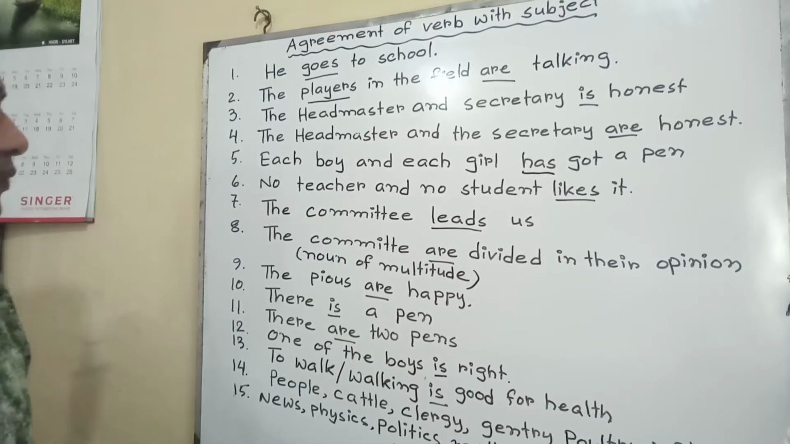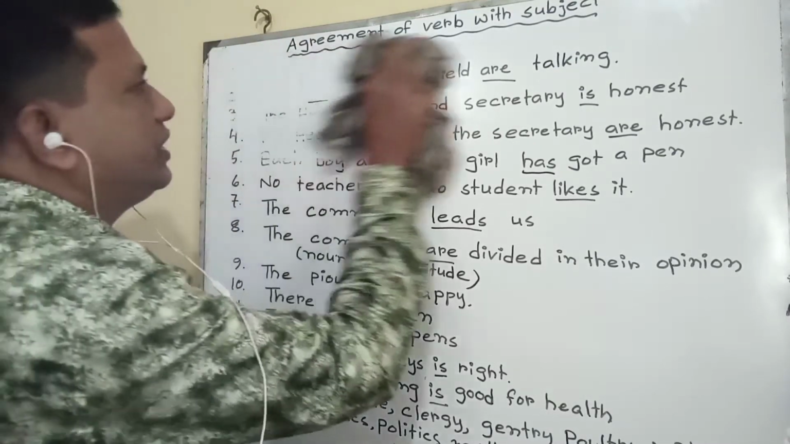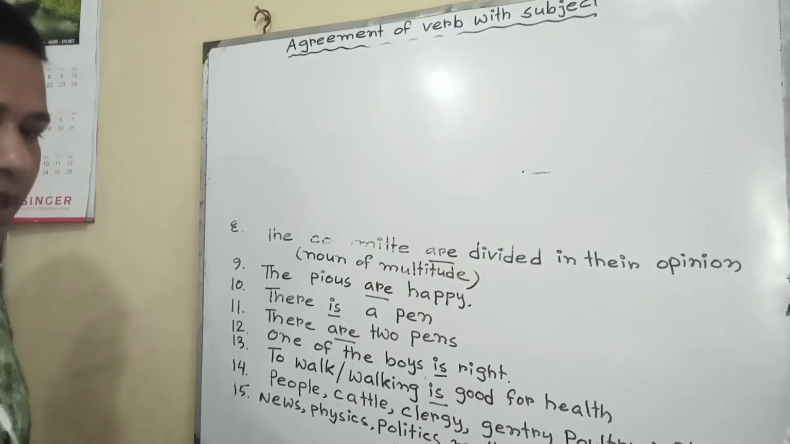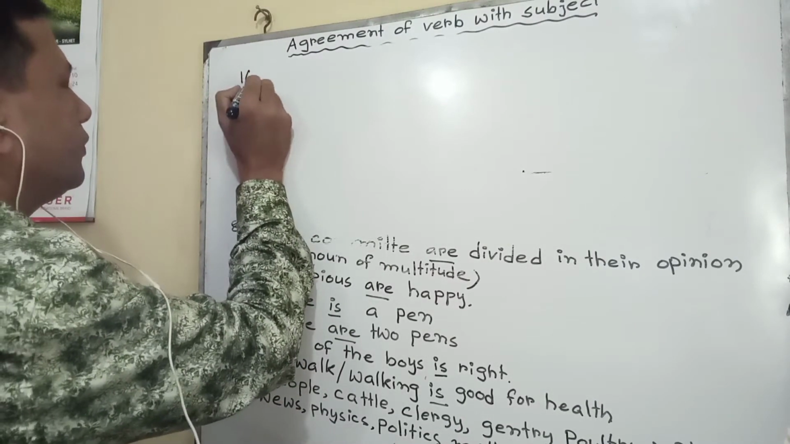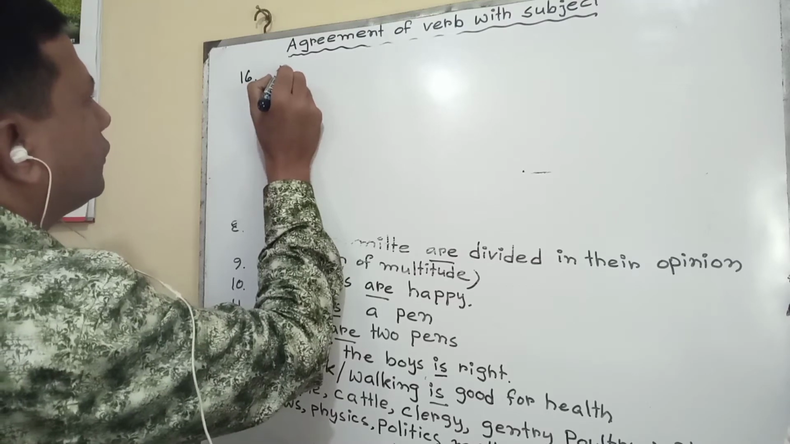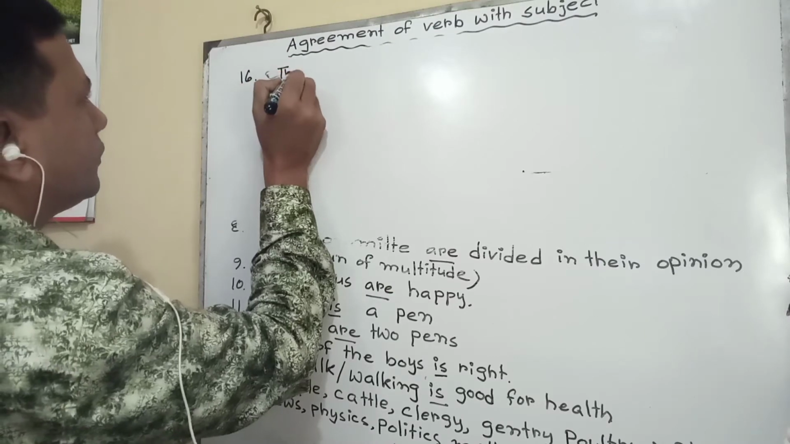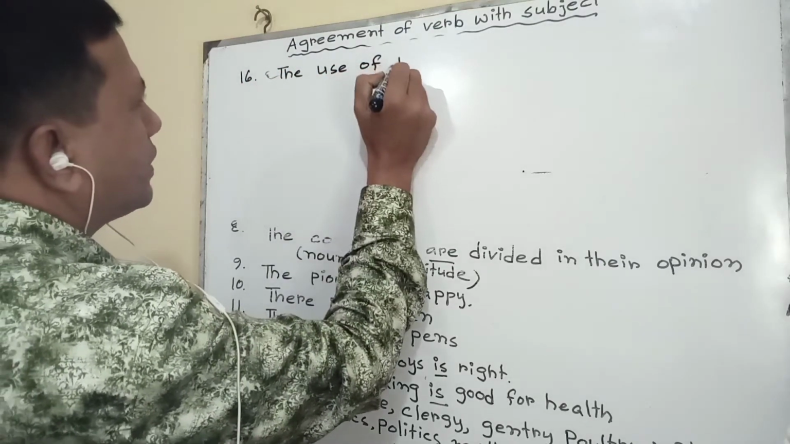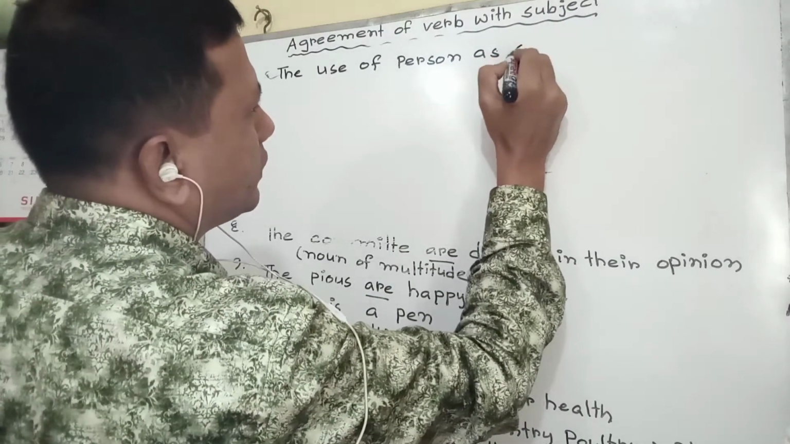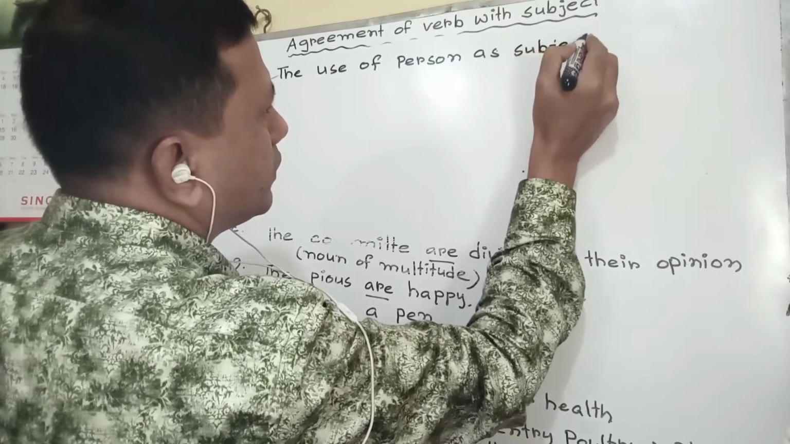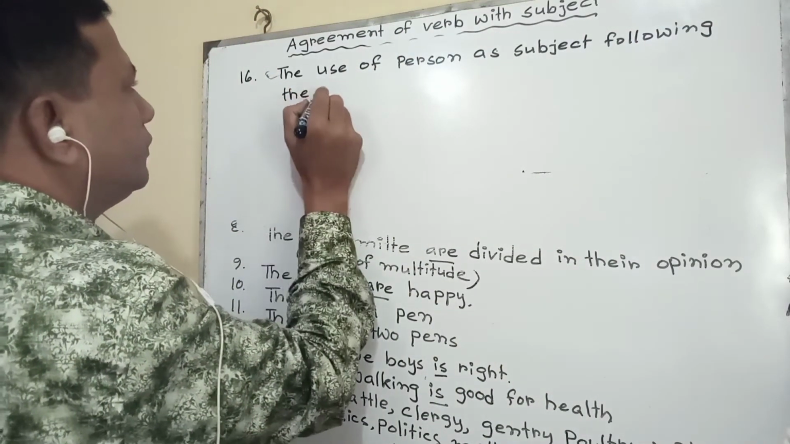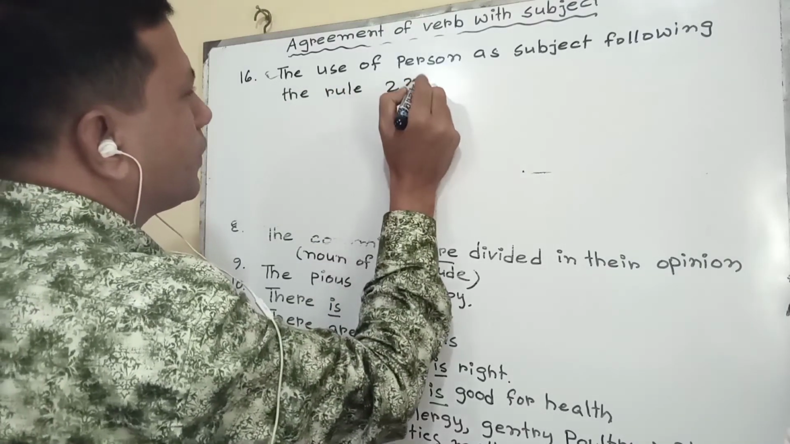Now I am moving to number 16. Be attentive. This rule is also very important. Number 16: 231. The use of person as subject follows the rule 231.